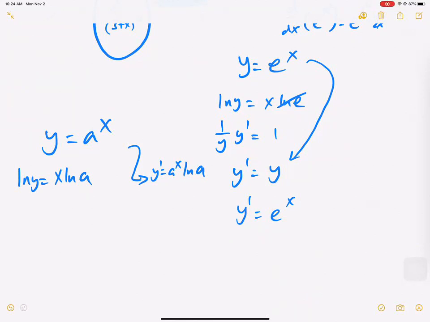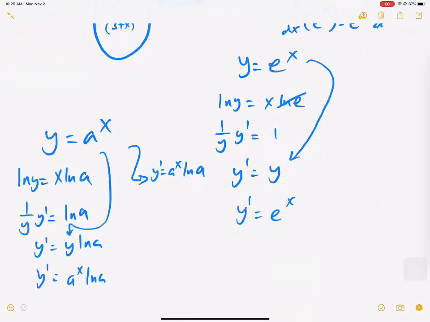Okay, bring down the exponent. Now if I take the derivative, it's 1 over y times y prime equals, oh, that's not product rule, that's constant multiple. So that's just ln of a. Because what's the derivative of x? Just 1. We move it back, y prime is equal to y ln of a. Hey, we know what y is. We have just proved the rule we've been working with. You're welcome.